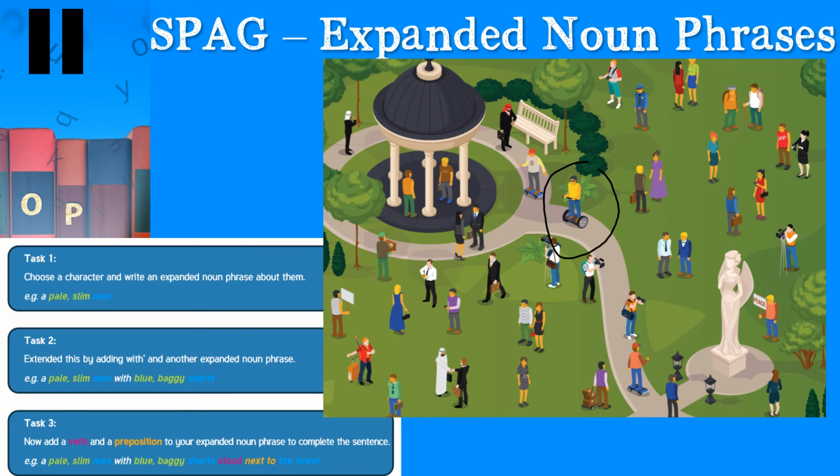this chap, I could say a tanned, tall man with a yellow vest rode his Segway on the path. That would be my full sentence, and from there I should be able to find him in that picture. So please take a bit of time now to find 5 or 6 different characters and write some sentences about them.